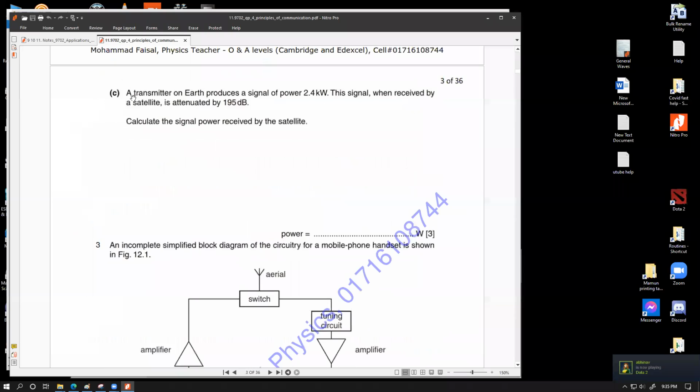You have a look over here. Let's say a transmitter outputs a signal of power 2.4 kilowatt. The signal when received by a satellite is attenuated by 195 decibels. Calculate the signal power received by the satellite. So they are basically asking you to find out the output power. So you are sending the signal from the earth. This is the input power. The communication channel in this case is the microwave link or the radio link, whatever that is.